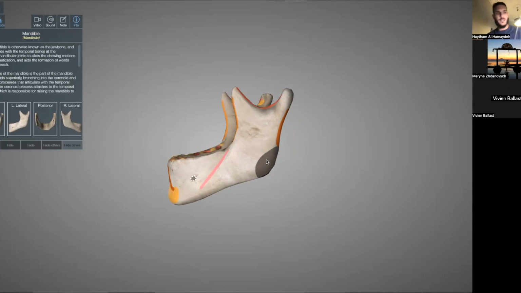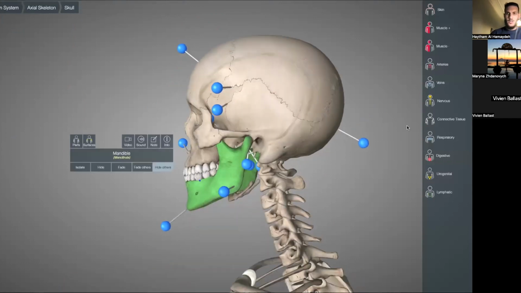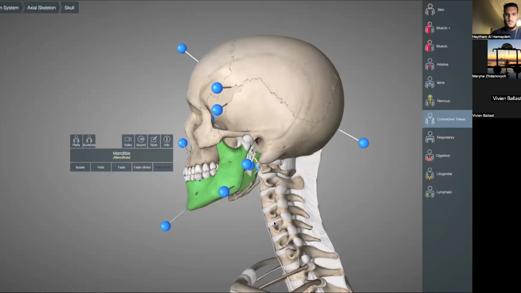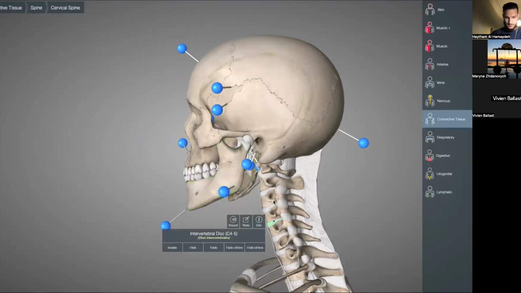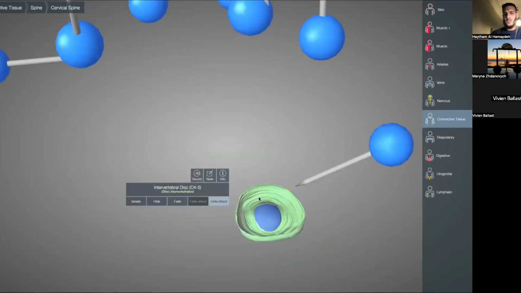We have, yes, this one is right here. Yes, hide others. We chose this part, and of course we know it's the anulus fibrosus. Okay, anulus fibrosus.